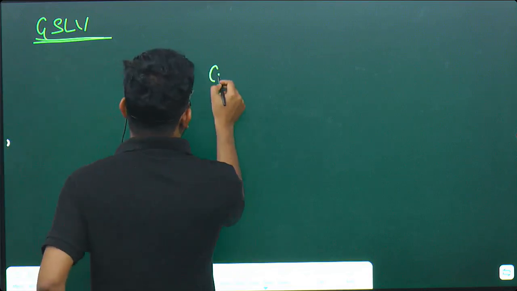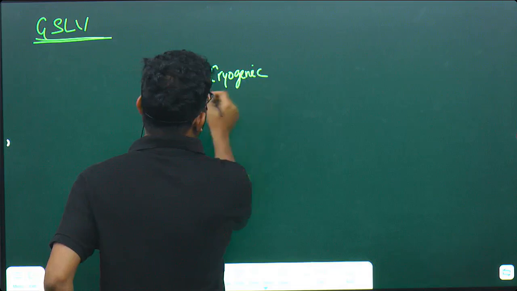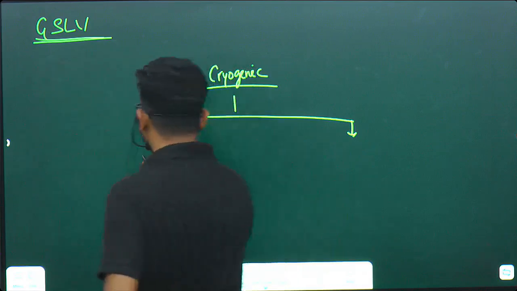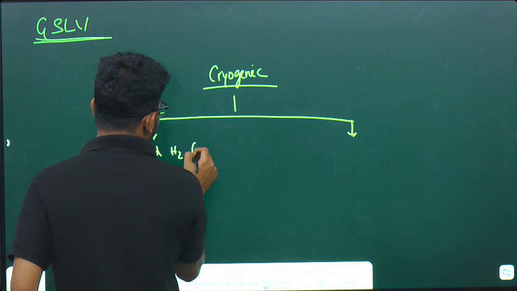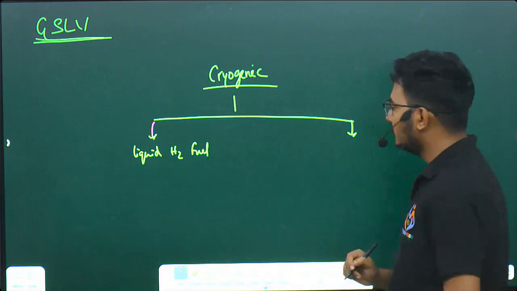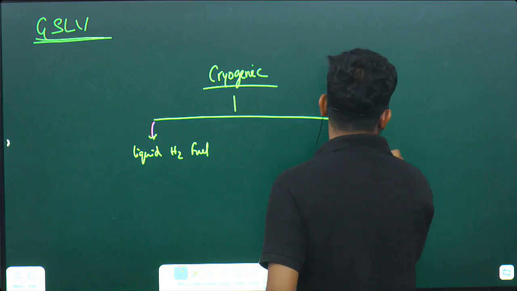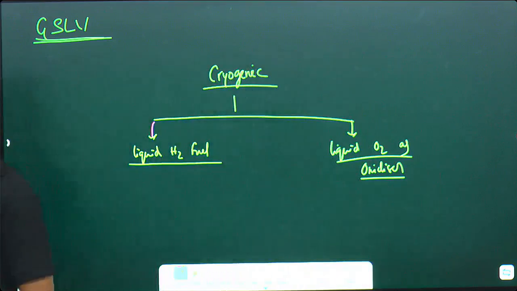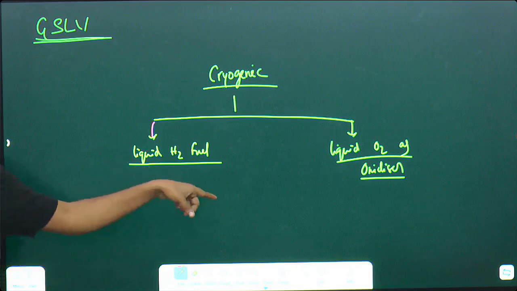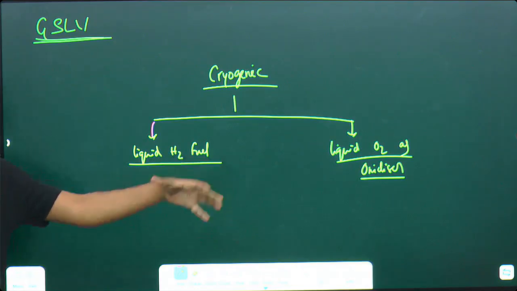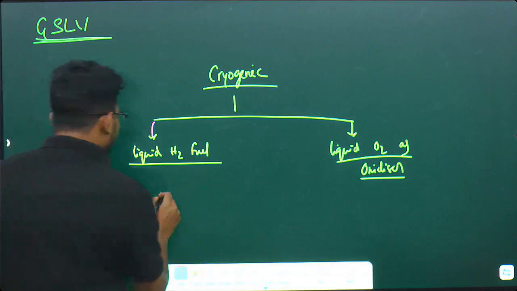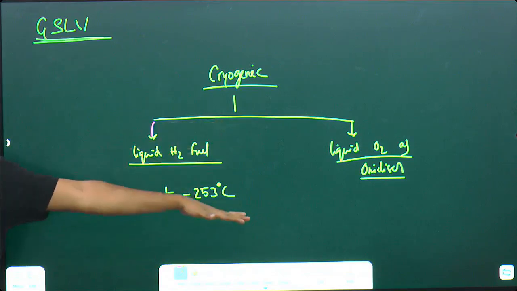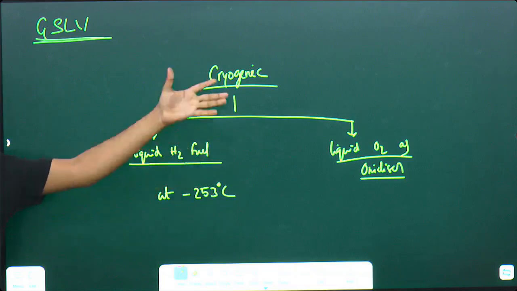So in the cryogenic stage, we'll use liquid hydrogen as fuel, and similarly liquid oxygen as oxidizer. This we have already discussed before. Generally hydrogen fuel is in gaseous form, so we'll compress the gas and cool it to minus 253 degrees Celsius. There the hydrogen gas converts into liquid, and this will fill the rocket, and we'll call this a cryogenic engine.